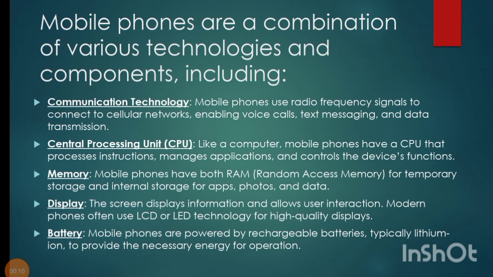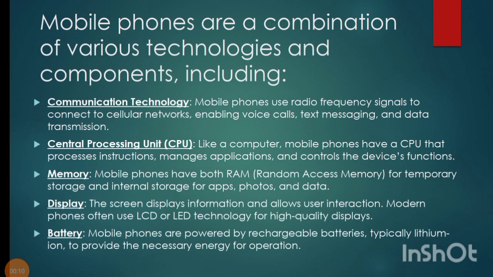Central processing unit. Like a computer, a mobile phone also has a CPU that processes instructions, manages applications, and controls the device functions as it manages instructions. That's why it is also known as the brain of any device. Memory. Mobile phones have both RAM, which is random access memory for temporary storage, and ROM for internal storage of apps, photos, and data.